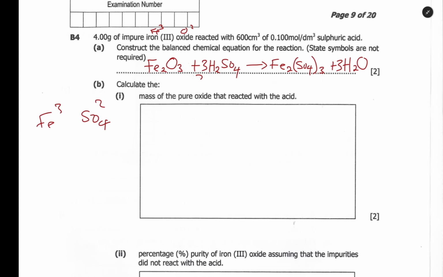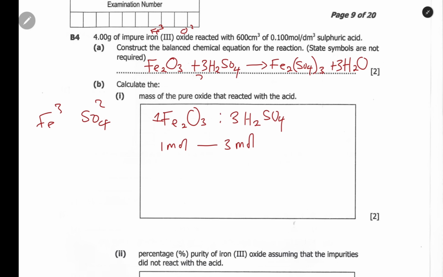Then B, calculate the mass of pure oxide that reacted with an acid. So let us calculate the mass. Now for us to calculate the mass of the pure oxide, we form a ratio of iron(III) oxide, Fe2O3, to sulfuric acid. Now look at this: 1 mole of this iron oxide reacts with 3 moles of sulfuric acid.